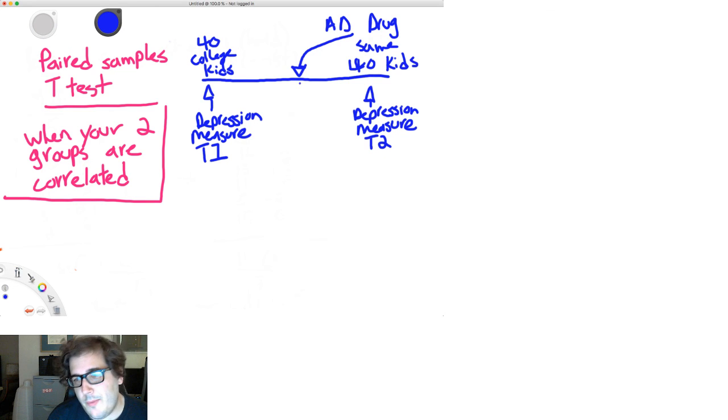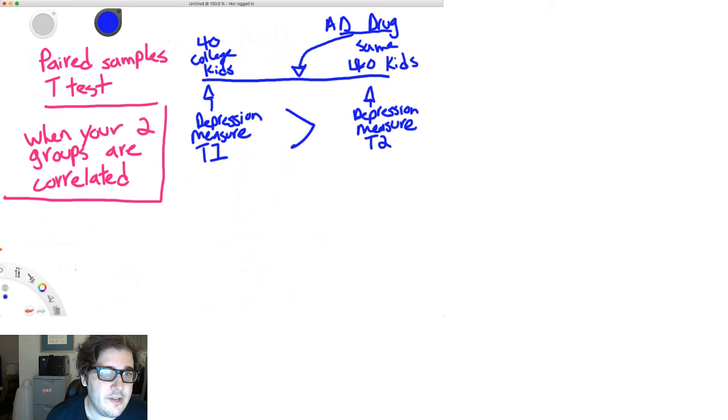So now you follow up with those same kids after they've taken this antidepressant drug, and you want to see if this is greater than that. Is depression measure 1 bigger than depression measure 2? If this is significantly bigger than this, then that means that your drug had some effect on these kids.